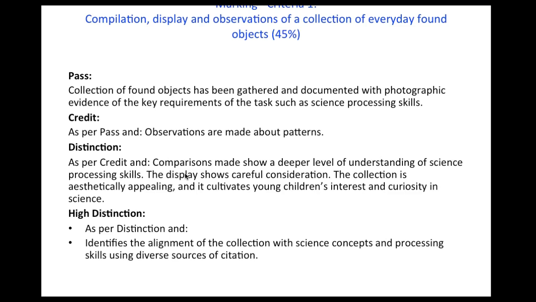So criteria 1 focuses on the collection of objects and the consequent reflection analysis. You'll link this to the science processing skills such as observing, sorting, classifying, predicting, experimenting, communicating. This will all need to be linked with good references throughout.